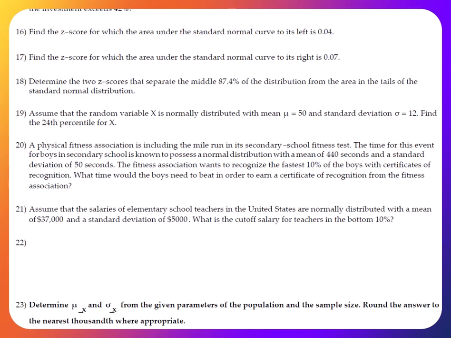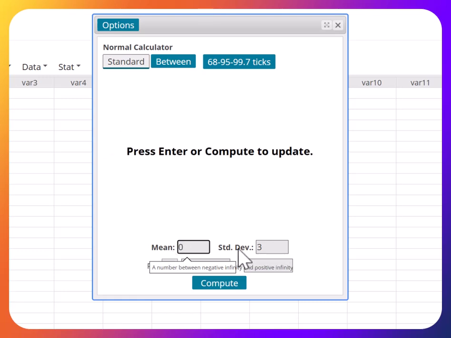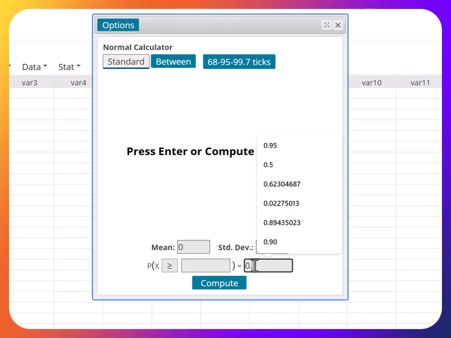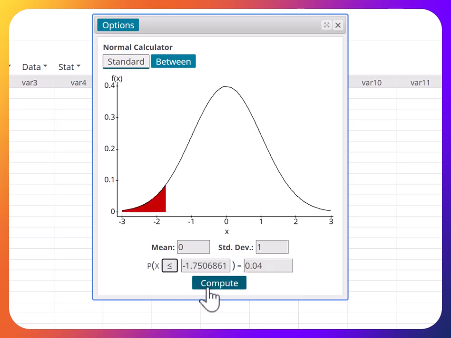We go to StatCrunch. Since it's about z, we'll just go back to 0, 1. And he gives me the area, which is 0.04. Look where I'm putting the area, right here on the right, because this is where the probability ends up being, in this field box right there. And since it is to the left, I need to make this less than, and that would be the z-score. It's negative 1.75. So we write z equals negative 1.75.